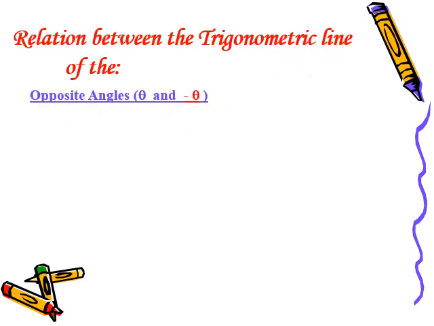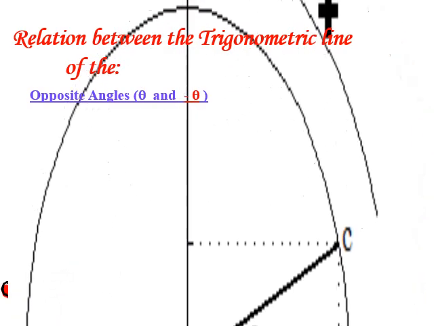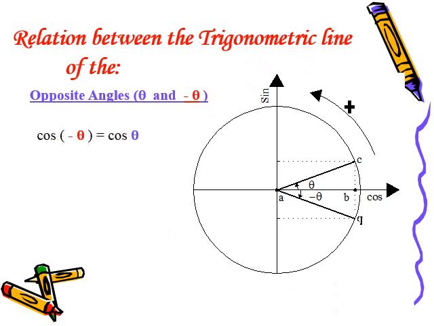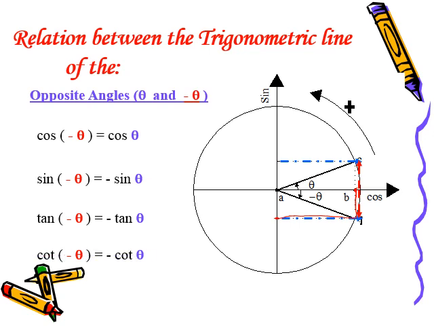Relation between trigonometric lines of the opposite angles theta and minus theta. Cosine minus theta is equal to cosine theta. Sine minus theta is equal to minus sine theta. Tangent minus theta is equal to minus tangent theta. Cotangent minus theta is equal to minus cotangent theta.